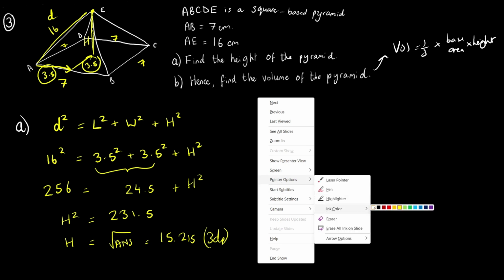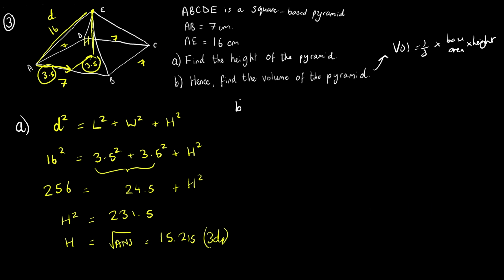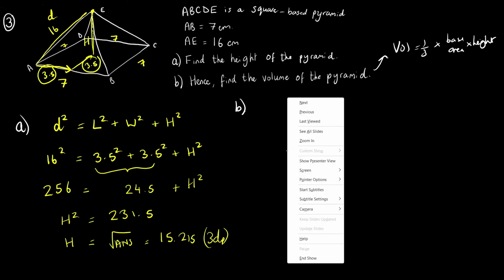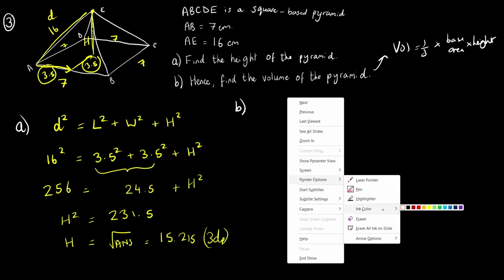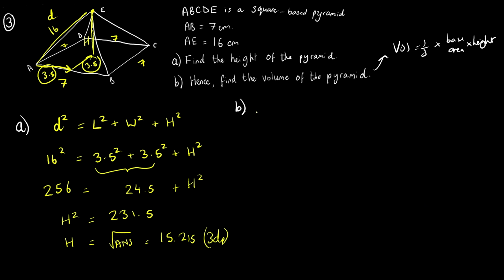Okay, and then for part B, we've got to find the volume. So all we've actually got to do now is just use that formula. The volume of the pyramid is a third times the base area. Now the base is a square, the length is 7, so that's going to be 7 times 7. So 7 squared would be the area. Well, that's going to be 49 times the height.